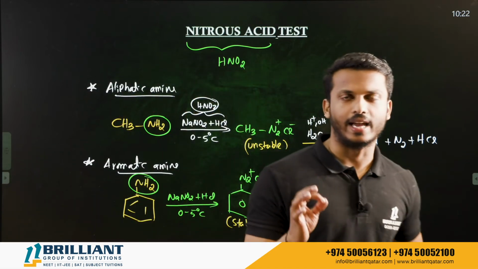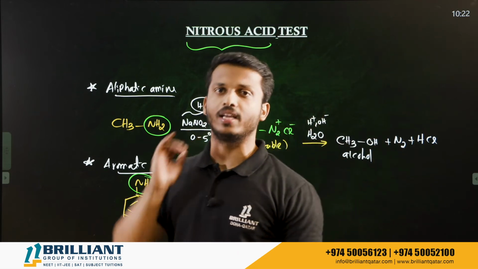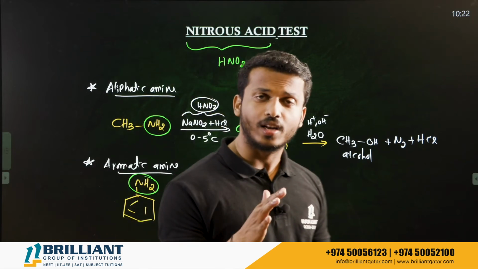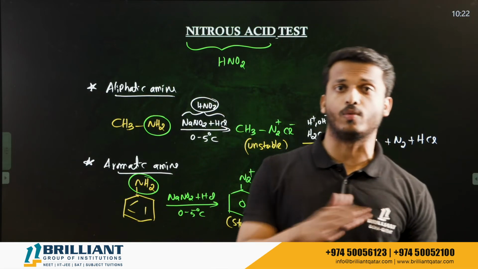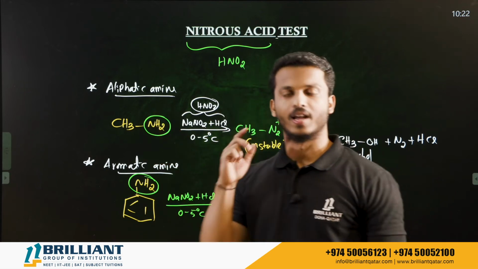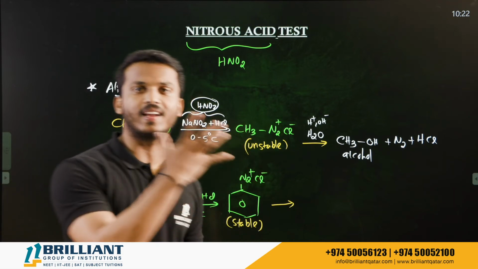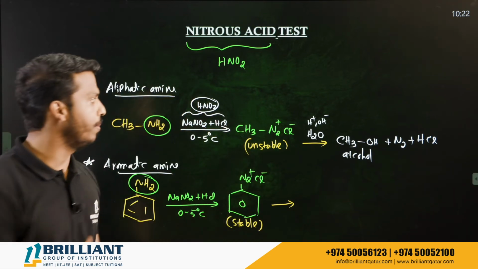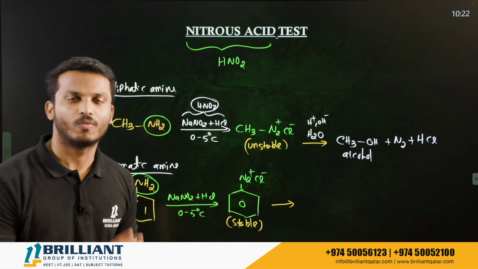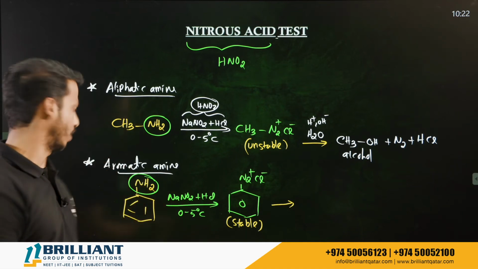Nitrous acid test, HNO2 test, we use to distinguish aliphatic amines from aromatic amines. Both aliphatic amine and aromatic amine can react with NaNO2 and HCl. It will give you the diazonium salt. But for the aliphatic compound, the product is unstable, so immediately it will give you alcohol. Whereas aromatic diazonium salt won't give alcohol immediately by reacting with water. Clear? This is the observation.